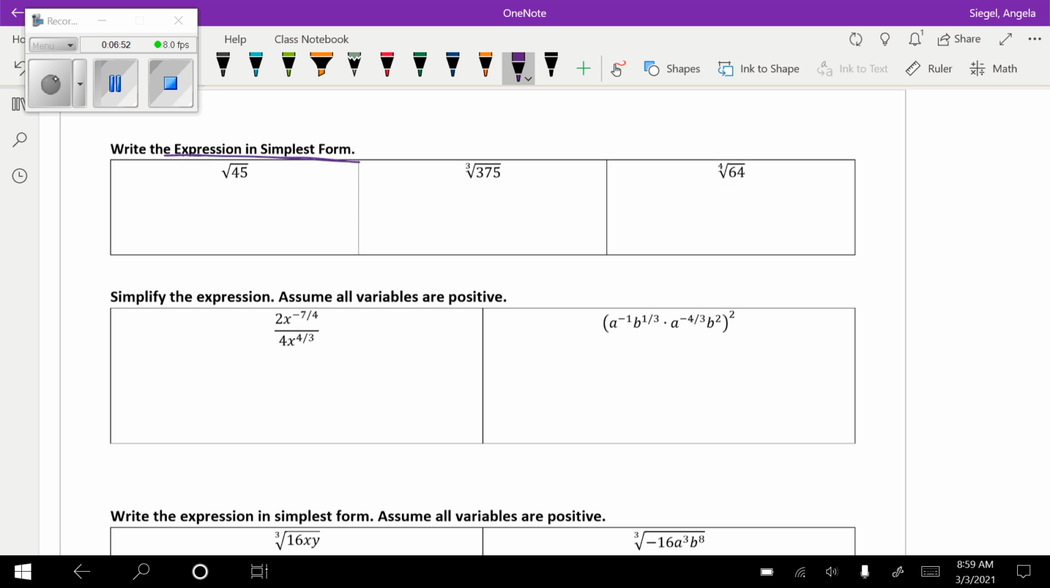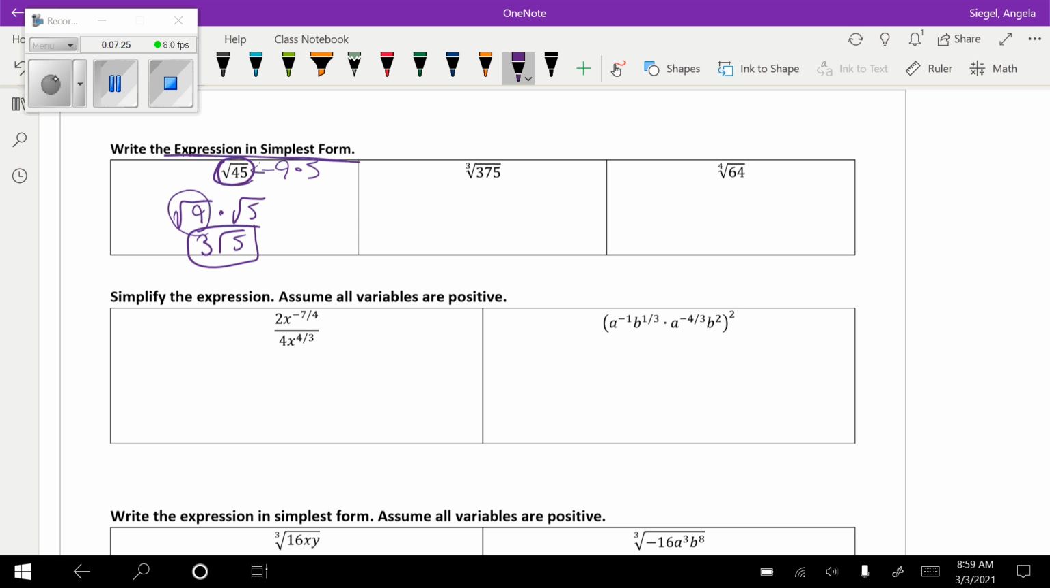It might help to look at that list. So let's start here. So 45. Look at your list, your square root list, and think about a factor of 45 that is a perfect square. So 9 is a perfect square, and 9 times 5 is 45. So I'm going to look at this as the square root of 9 times the square root of 5. The square root of 9 is 3. So my answer is 3 square root of 5.